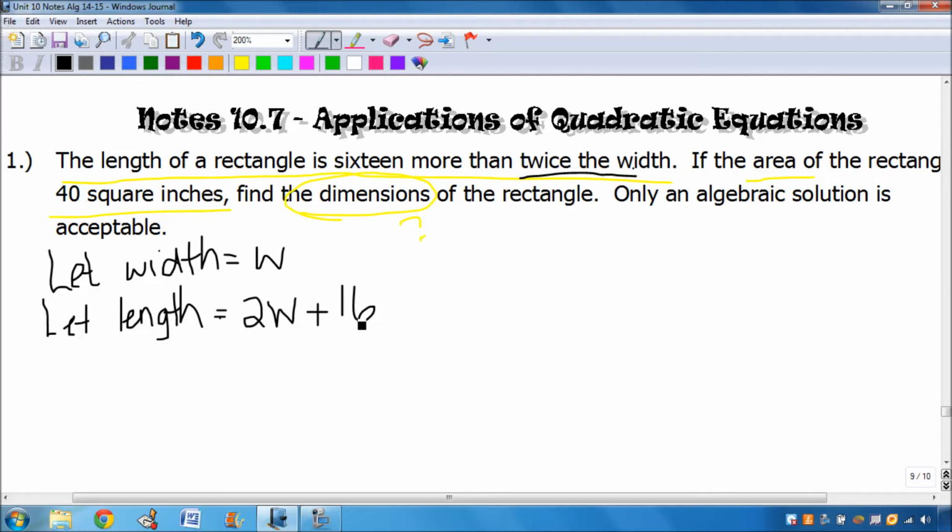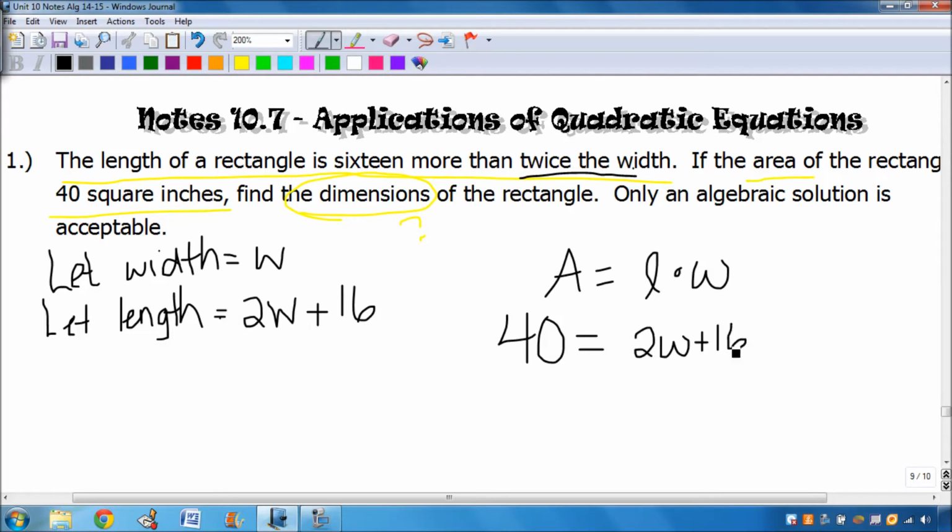Then it says the area of the rectangle is 40 square inches. So remember, area is length times width. So I know the area is 40. So I'm going to plug that in for the area. And I know that the length is 2W plus 16. However, it's all of 2W plus 16, so I need parentheses around it. And then the width is just W.